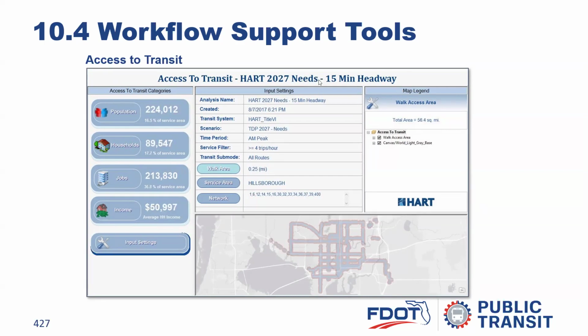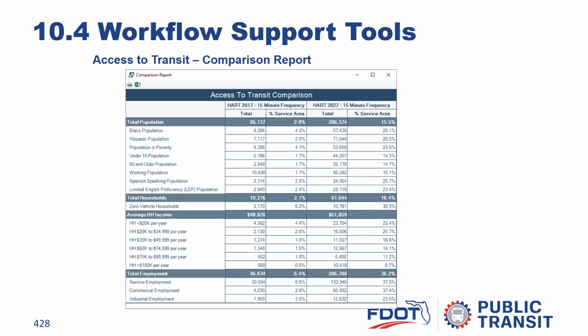And this is their needs plan where they have even more of these 15-minute headway type of routes. And this is a comparison report. So the Access to Transit has a really good comparison report where you're looking at the 15-minute frequency for 2017 and 2027 and the markets that they serve in terms of population, households, and income and employment.